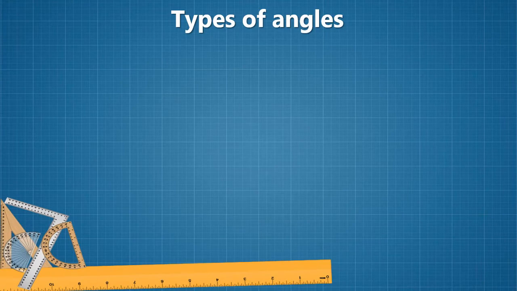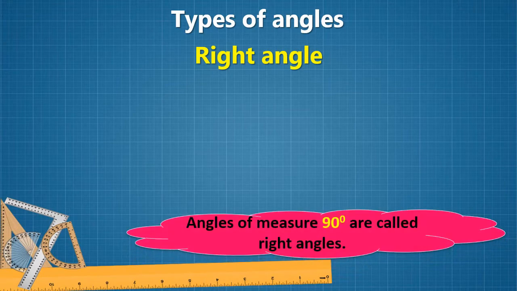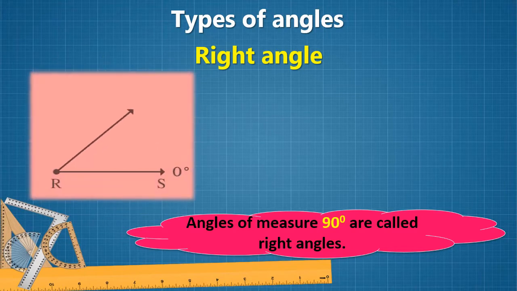Let us learn types of angles. First, let us know about a right angle. Angles of measure 90° are called as right angles. For example, you can see here in the picture angle TRS is of 90°. Therefore, it is a right angle.